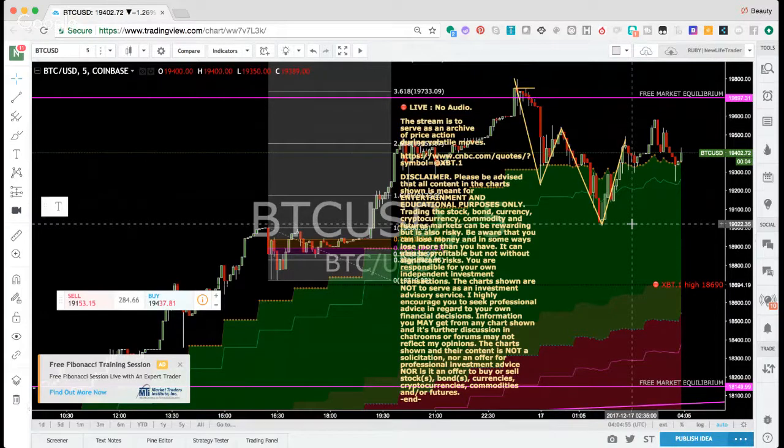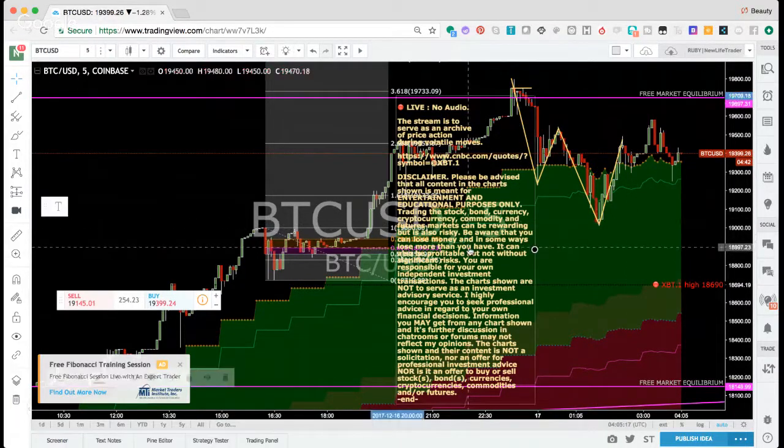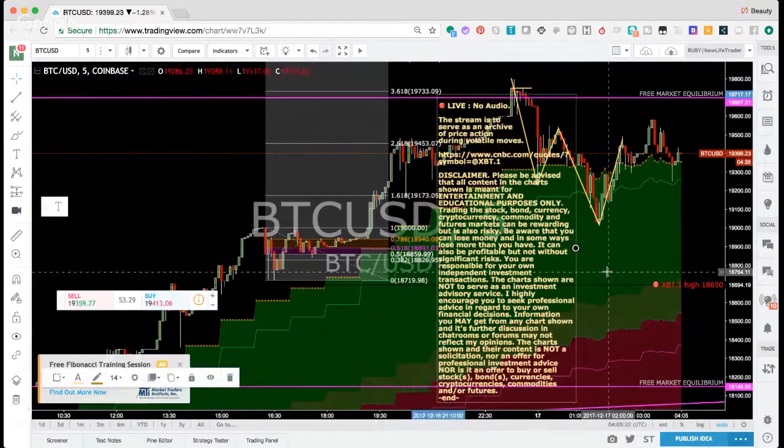Here's the disclaimer. Please be advised that all content in the charts shown is meant for entertainment and educational purposes only. Trading the stock, bond, currency, cryptocurrency, commodity, and futures market can be rewarding, but is also risky. Be aware that you can lose money, and in some ways lose more than you have. It can also be profitable, but not without significant risks.